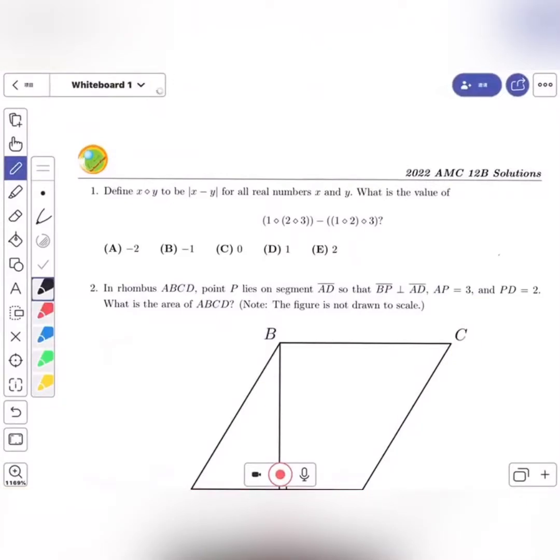So today we're going to be starting the 2022 AMC 12B solutions. Let's go to problem 1. Define x times y to be the absolute value of x minus y for all real numbers x and y. What is the value of this expression?